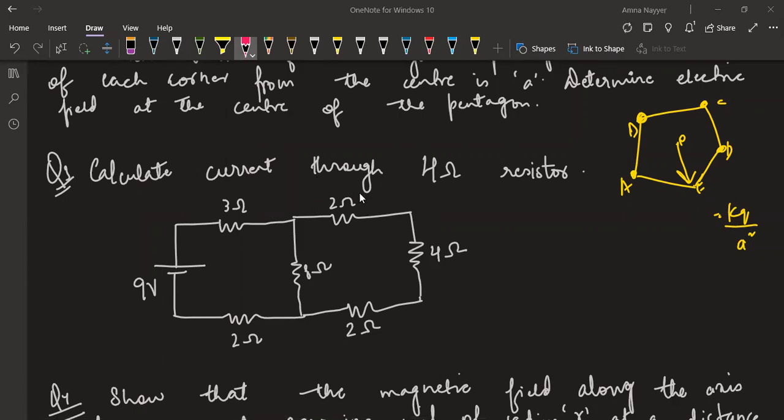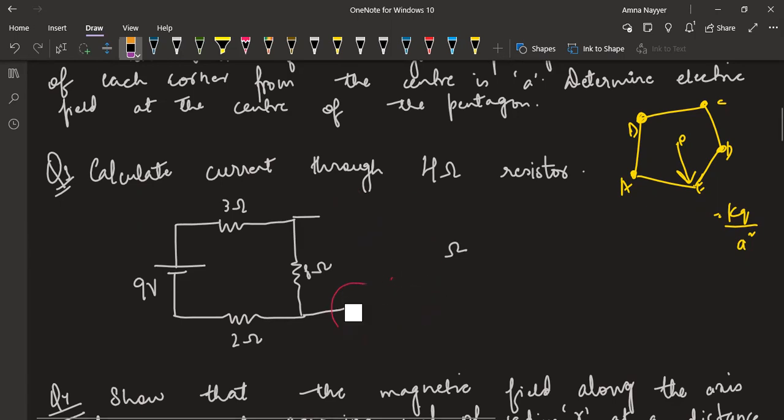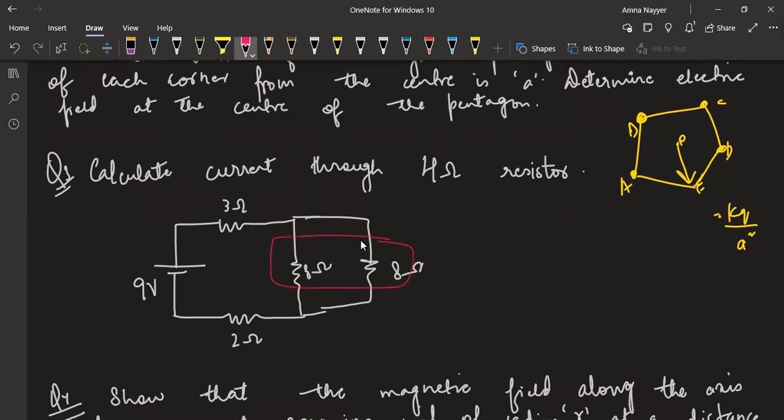Now I'm reducing it back. 4 ohm, 2 ohm and 2 ohm are all connected in series. So 4 plus 2 plus 2 gives 8 ohm. Again, I have 8 ohm. Now look, again this has become 8 ohm. So 8 ohm and 8 ohm are again connected in parallel. That will give 4 ohm.